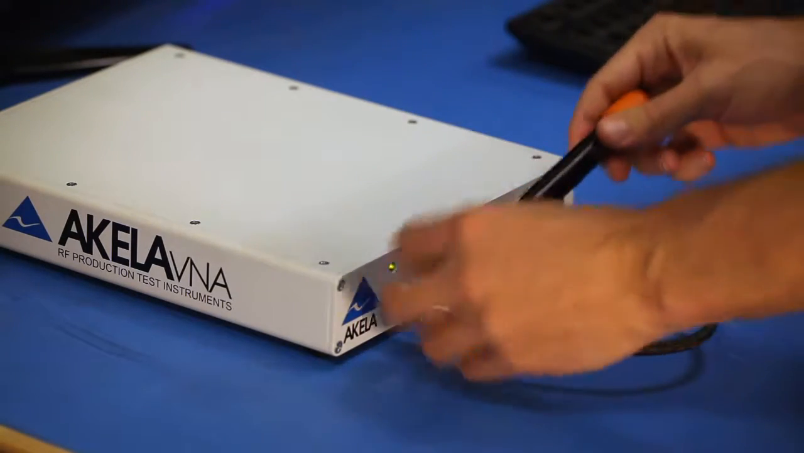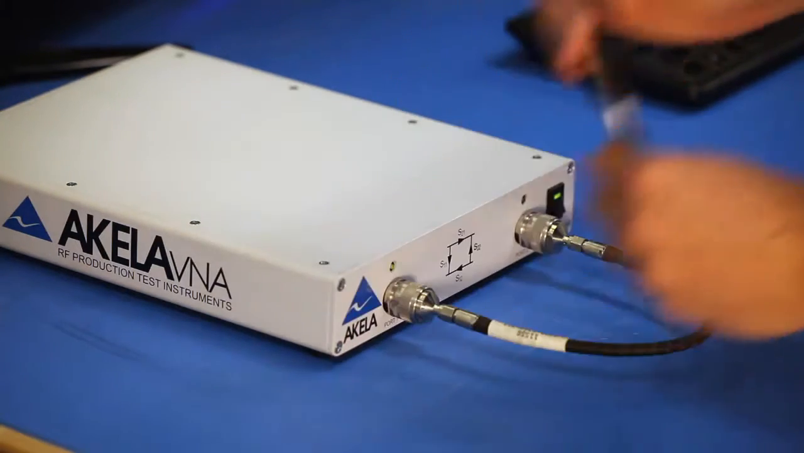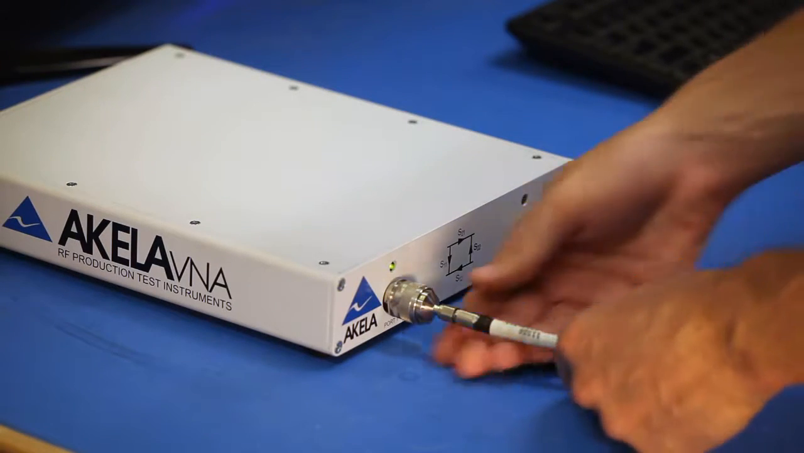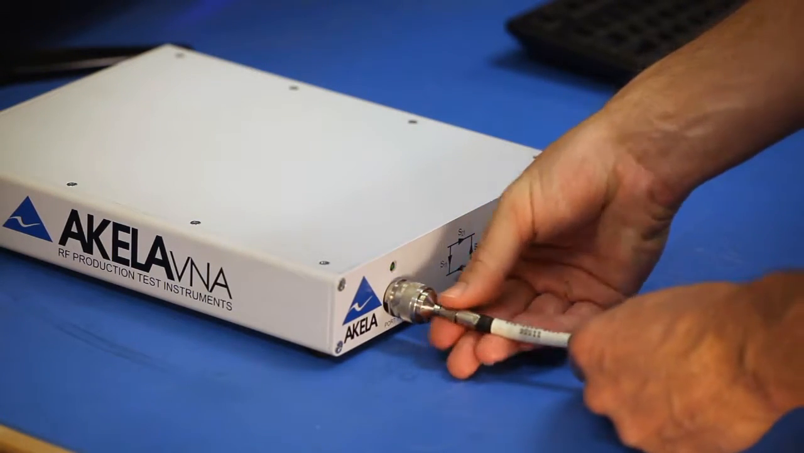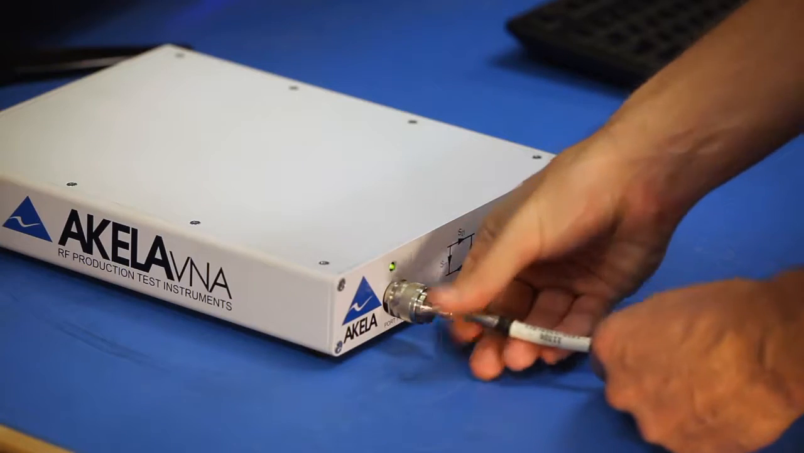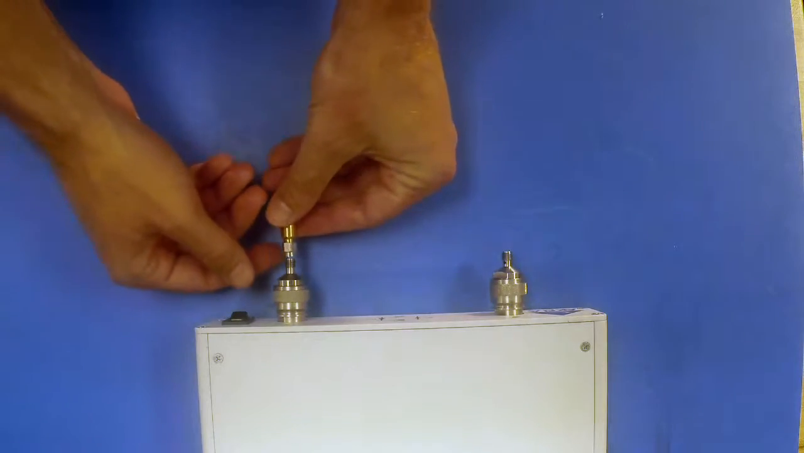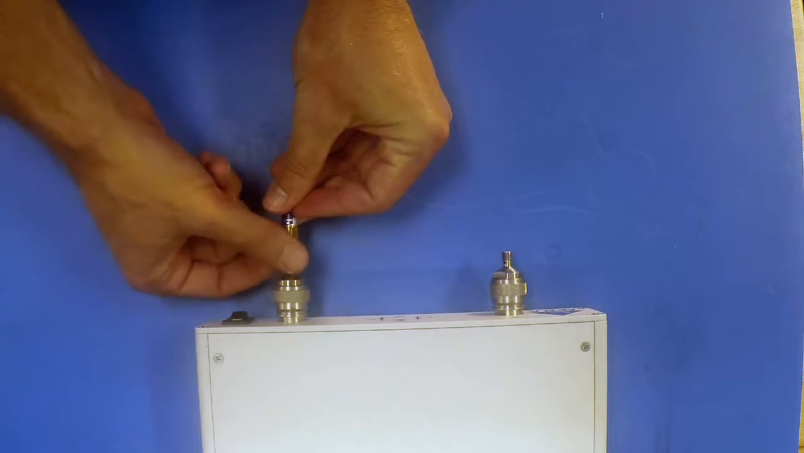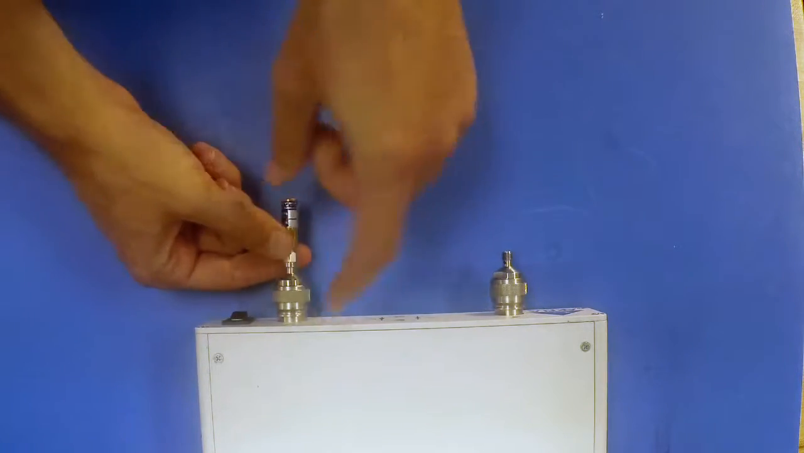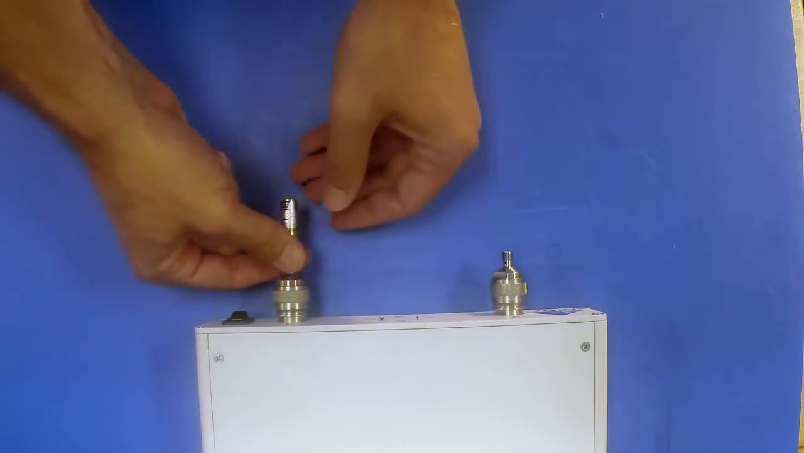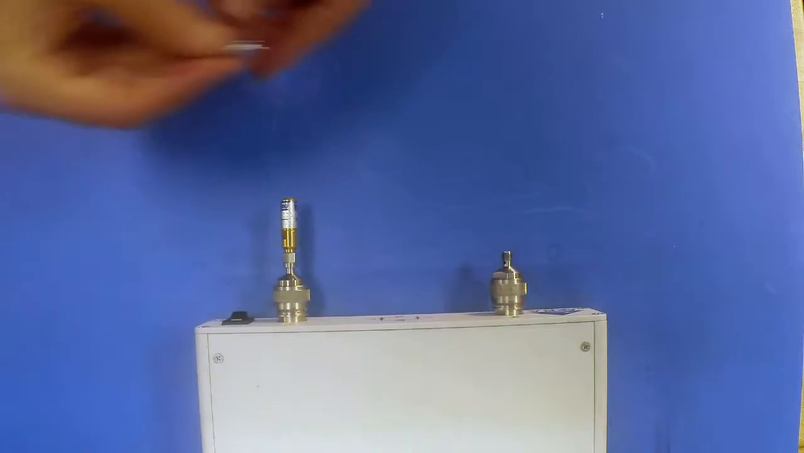And what we'll do next is put an open on port 1 and a load on port 2. It's important to have a load on the ports that you're not using because that absorbs the energy transmitted by the VNA out of that port. If you don't do that, then the energy that would have come out of port 2 can actually reflect back and mix with the measurement that you're getting on port 1 and interfere with it.